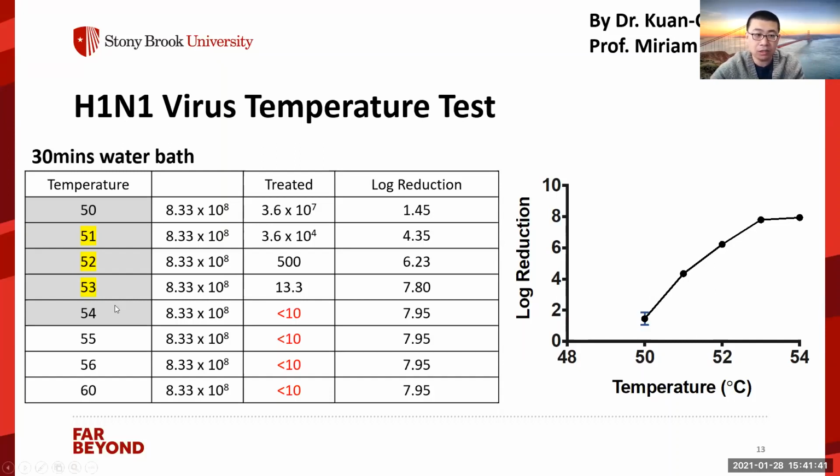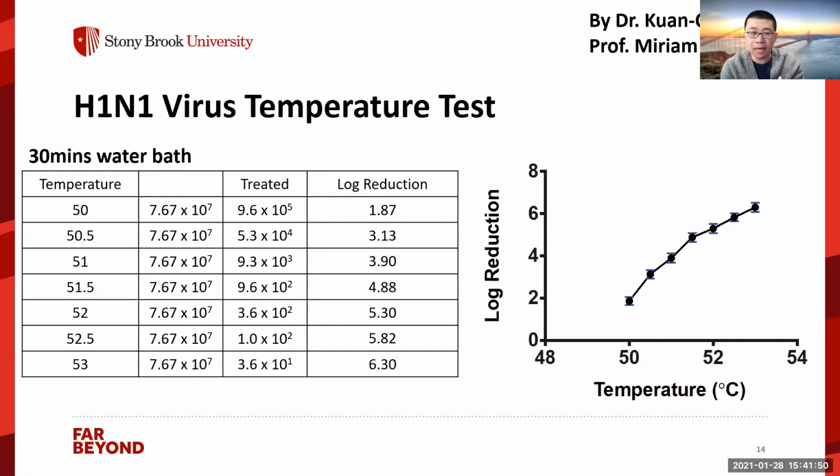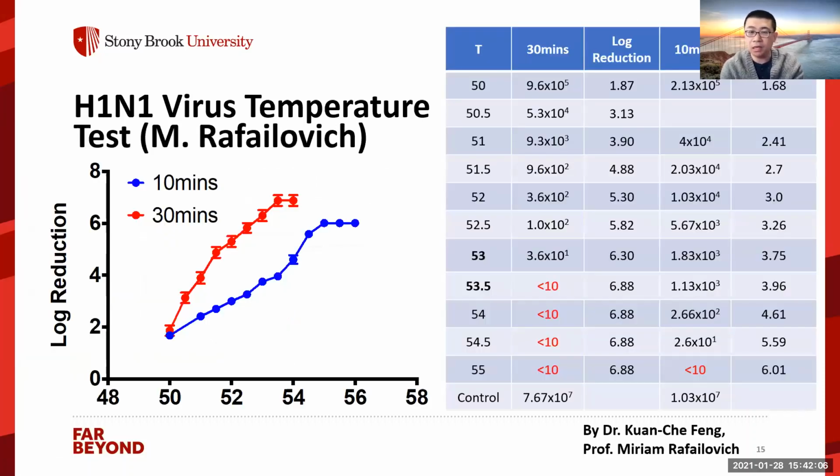We can see that the critical temperature for the H1N1 virus is between 51 and 53. Here we also added more data points in the experiments, and we proved the monotonic increase in the log reduction as we increase the temperature. More interestingly, we also changed the exposure time. We found that the exposure time to the high temperature also strongly influenced the log reduction. For example, if we reduce the exposure time from half an hour to 10 minutes, we need a higher temperature to kill the virus.